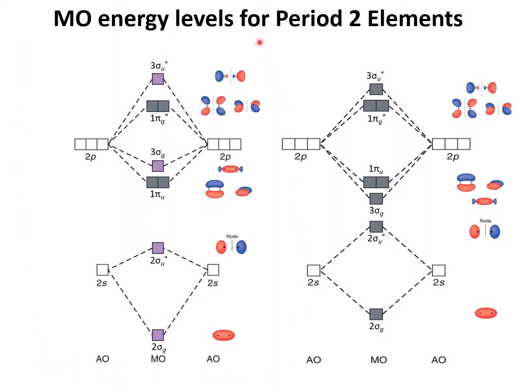diagram on the left, where the 1πu bonding MO is lower in energy than the 3σg bonding MO. So for C2+, we can imagine that one of the atoms in the molecule consists of carbon, which has the valence electron configuration 2s2, 2p2, and so we would have 2 electrons in the 2s atomic orbital and 2 electrons in the 2p atomic orbital.